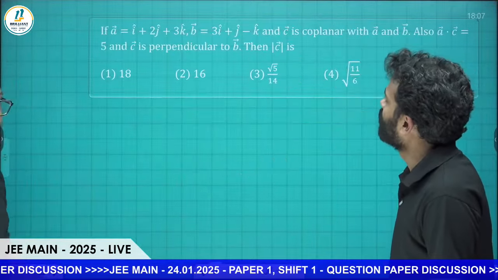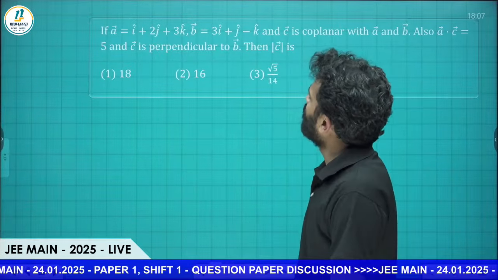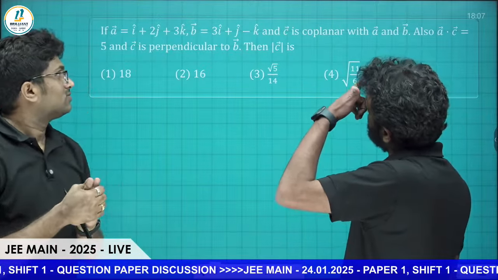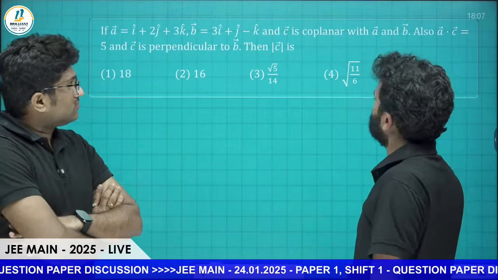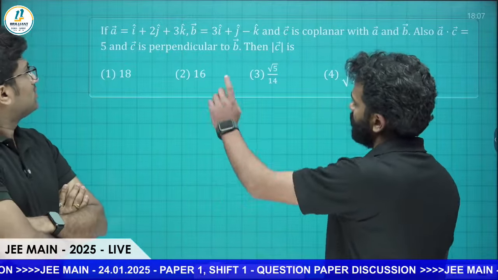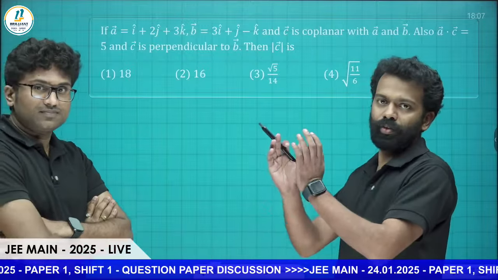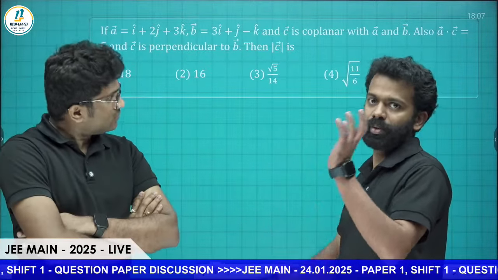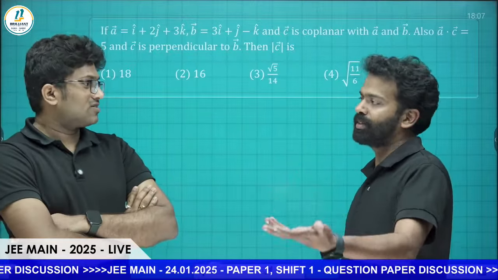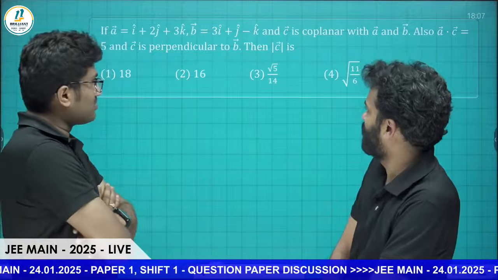Next question, my dears. It is given that two vectors, vector A is equal to i plus 2j plus 3k and vector B is equal to 3i plus j minus k, and it is given that vector C is coplanar with vector A and vector B. Also, vector A dot vector C is equal to 5 and vector C is perpendicular to B. So if you look at this question, an unknown vector is given and the other two vectors are given and some relationship between them is also given. A lot of these questions were asked in 2024 and 2023. We did many questions based on this concept also, sir.